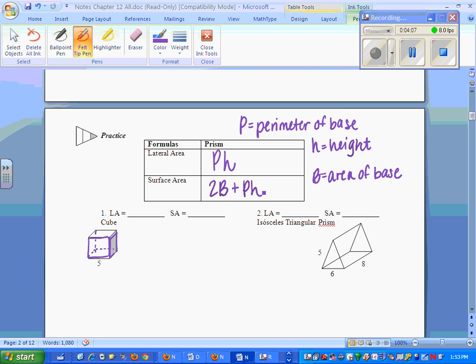So the lateral area for a cube. Now we want all these side areas here. The top and bottom are our two bases. So for the lateral area, I'm going to take the perimeter of the base times the height. Because we know it's a cube, all sides are congruent. So the length is 5, the width is 5, and the height is 5. My perimeter of the base, remember it's a square, is 20, and height is 5. So my lateral area is 100.